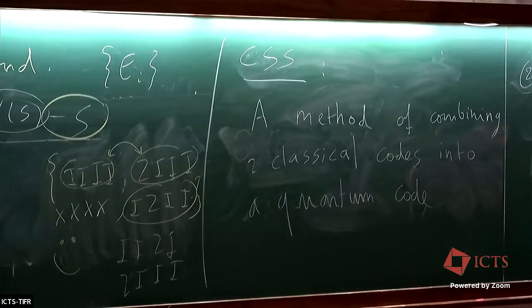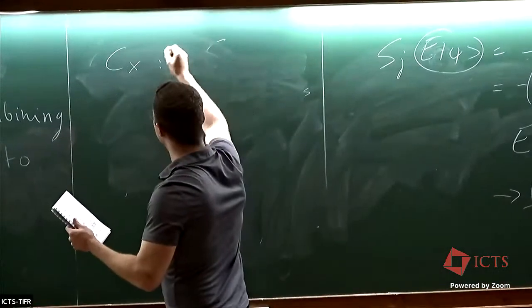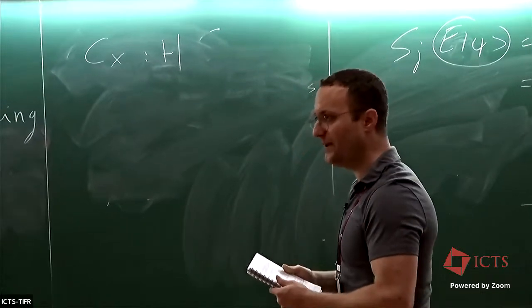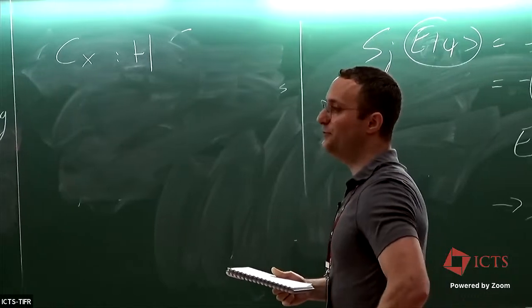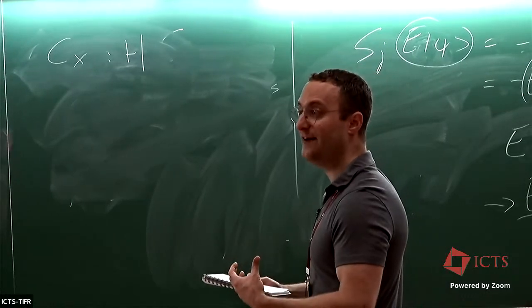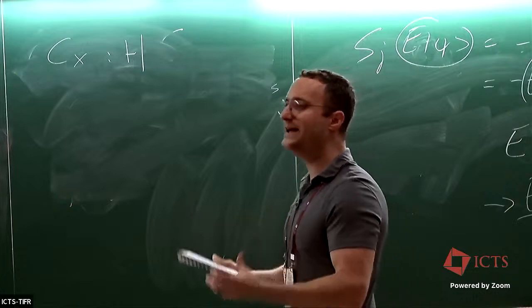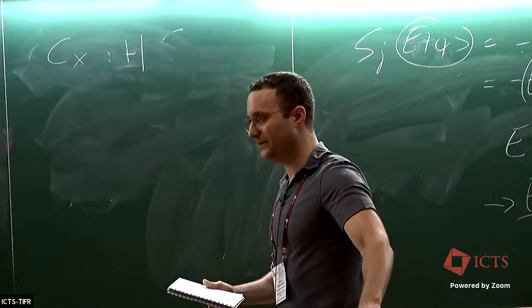So I've told you how to recognize CSS codes, but let's go in the other direction. The other direction is I take two classical codes, let's call them CX and CZ. It's a framework. It gives you more structure. It allows you to take two classical codes, which can have certain error correction properties, and when you combine them into a quantum code, they will inherit some of these properties. Okay, so it's a technique.